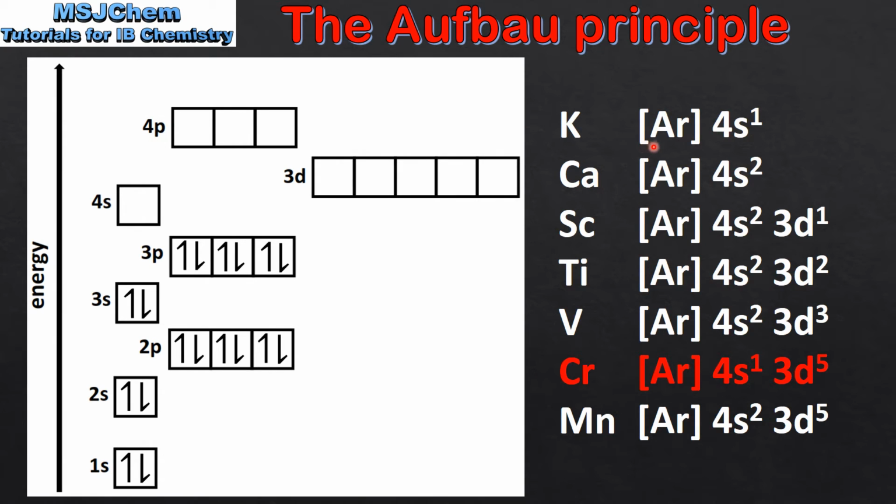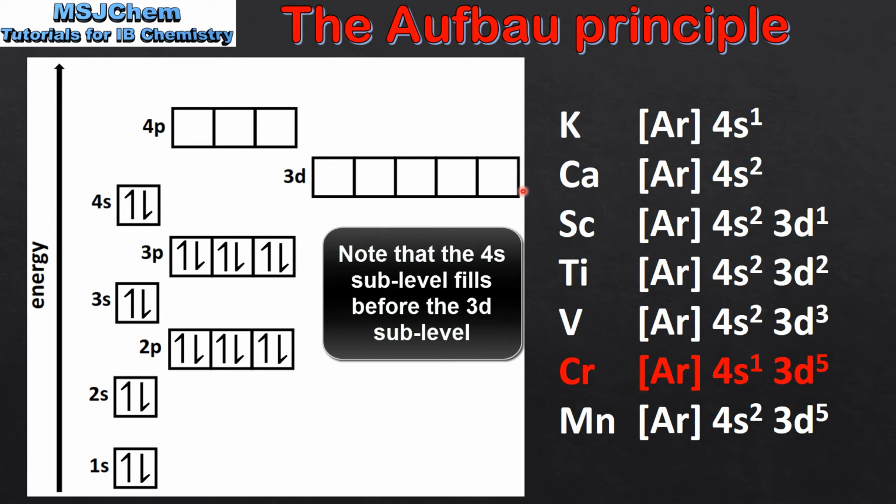So once again, I'm using abbreviated electron configurations, but this time the noble gas is argon. So starting with potassium, we put 1 electron in the 4s sublevel. Next is calcium, which is 4s2. We'll now move on to start filling the 3d sublevel. Starting with scandium, which is 4s2, 3d1.